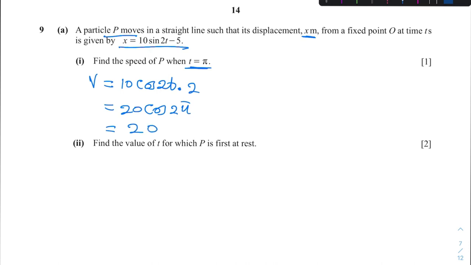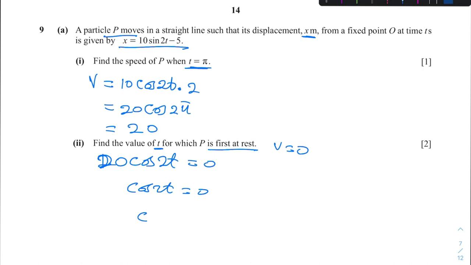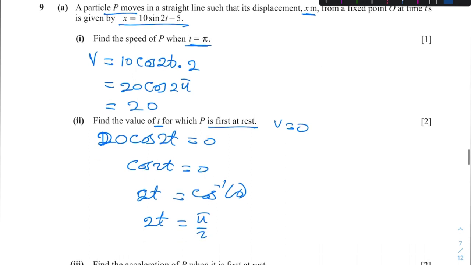All right, then the next thing they are asking us to do is to find the value of t when the particle is first at rest. At rest, v equals 0. So this velocity that we have as 20 cos 2t, we are going to equate it to 0. That means that cos 2t is equal to 0. Then 2t is equal to cos inverse of 0, and cos inverse of 0 will give us pi on 2. So 2t is equal to pi on 2, and that means that t is pi on 4.